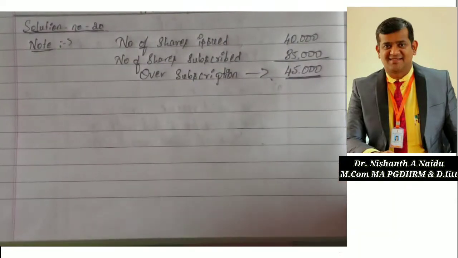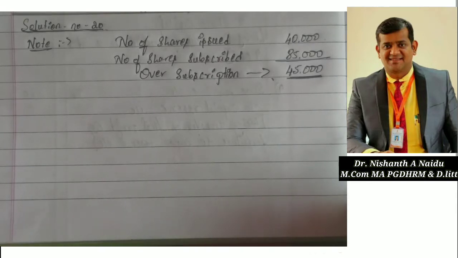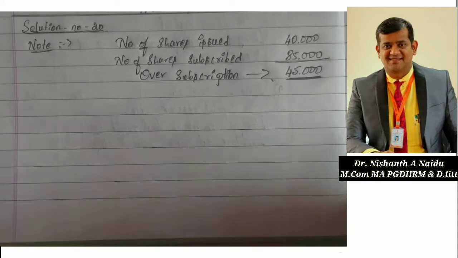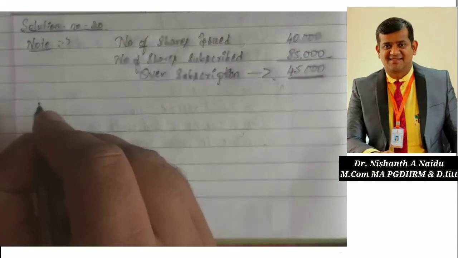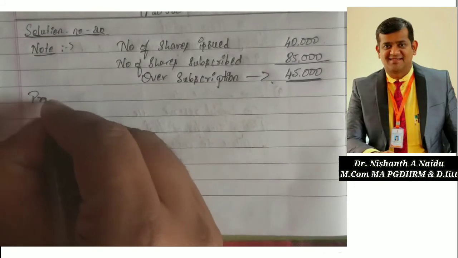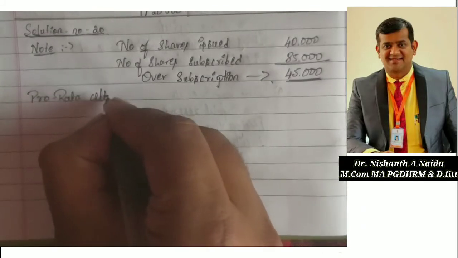Next, what we are supposed to do is the pro rata allotment. Clear? We have to do the pro rata allotment. So let us do the pro rata allotment. Make a note now: pro rata allotment.